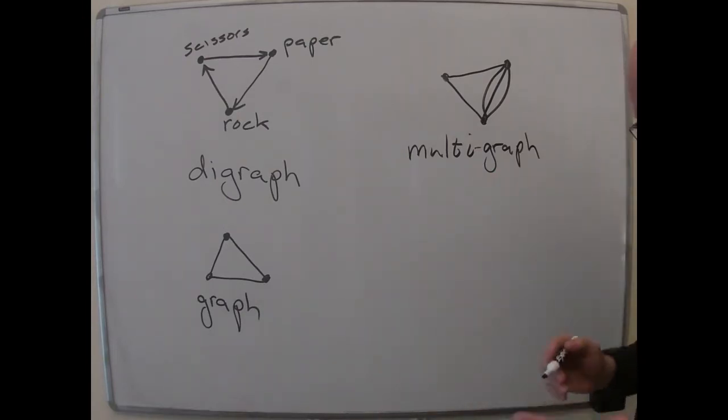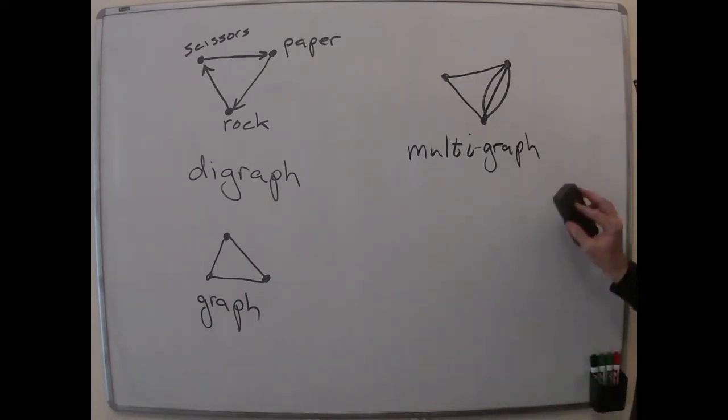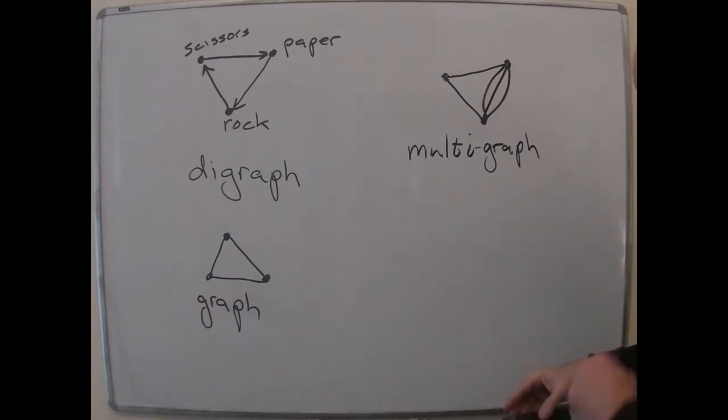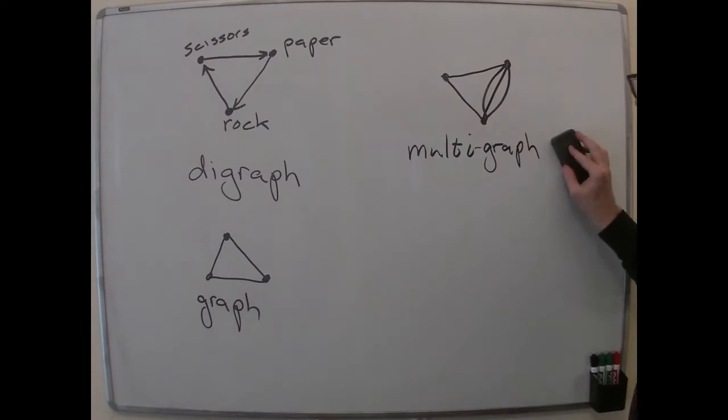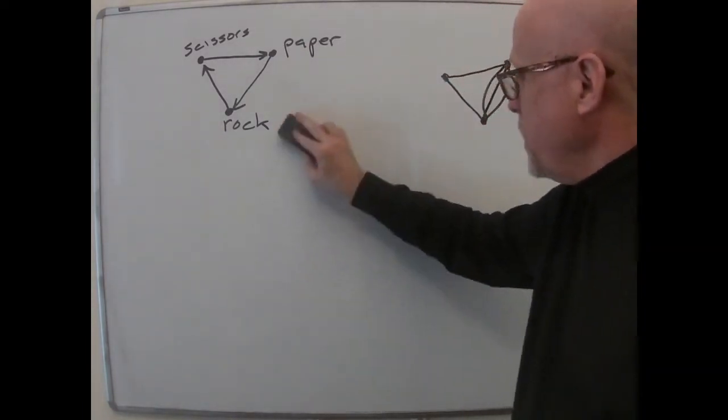Those are the 3 things that we're going to distinguish when we start talking about matrices, because when you're looking at matrices, you can tell the difference between these things. You can look at a table of numbers and know whether you're dealing with a multigraph, a digraph, or a regular graph.